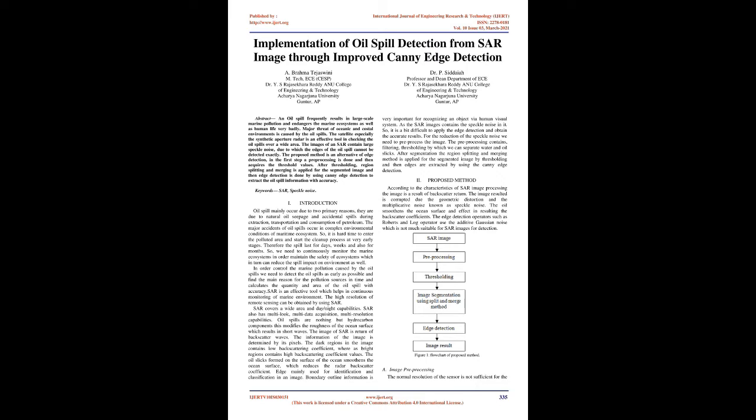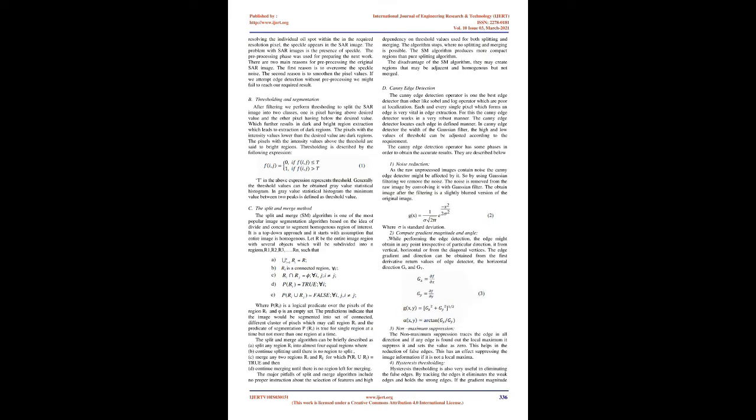Edges are mainly used for identification and classification in an image. Boundary outline information is very important for recognizing an object via the human visual system. As SAR images contain speckle noise, it is a bit difficult to apply edge detection and obtain accurate results. For the reduction of the speckle noise we need to pre-process the image. The pre-processing contains filtering and thresholding, by which we can separate water and oil slicks. After segmentation, the region splitting and merging method is applied to the segmented image obtained by thresholding, and then edges are extracted by using Canny edge detection.